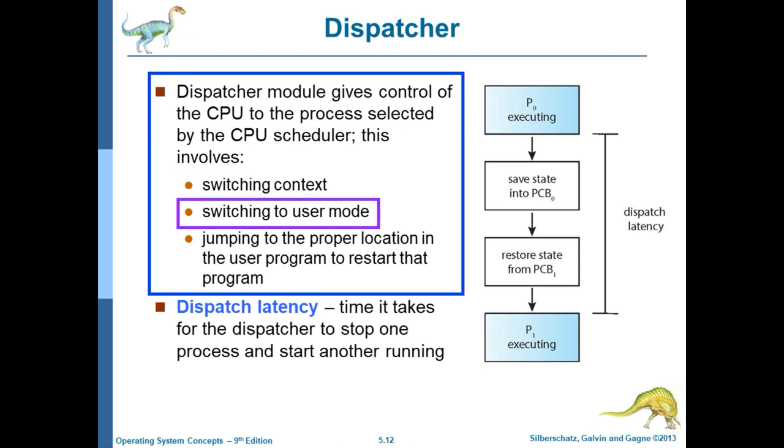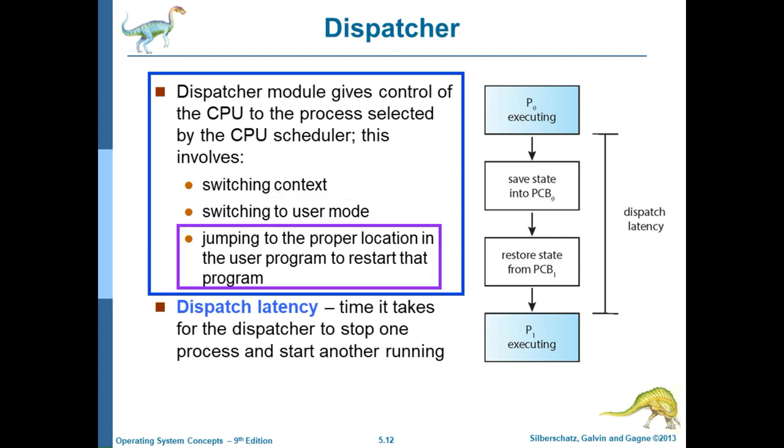Second step, switching to user mode. By default, many operations are executed in kernel mode, which gives the operating system full control over the system's resources. However, before a process can start running, the dispatcher must switch the CPU to user mode. This makes sure that processes cannot accidentally access important system areas.